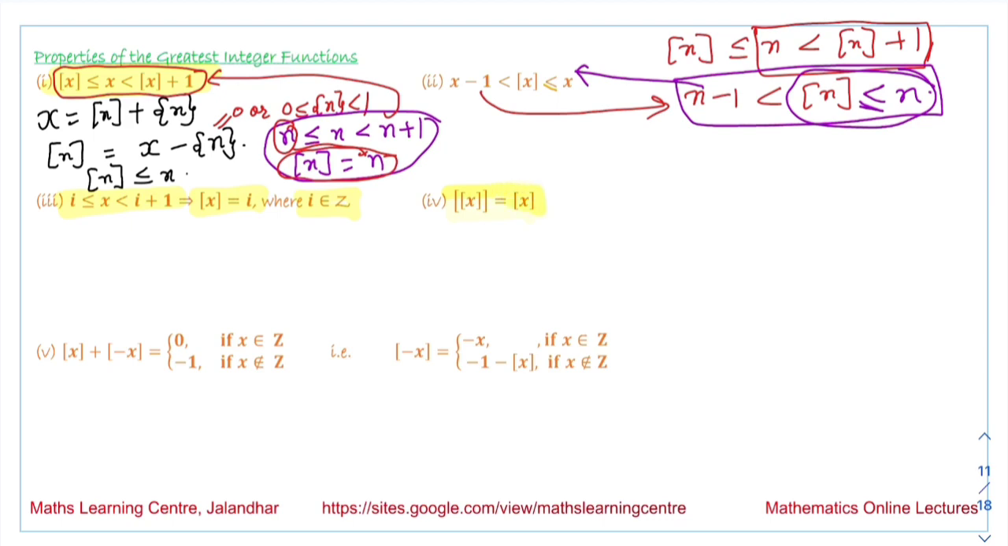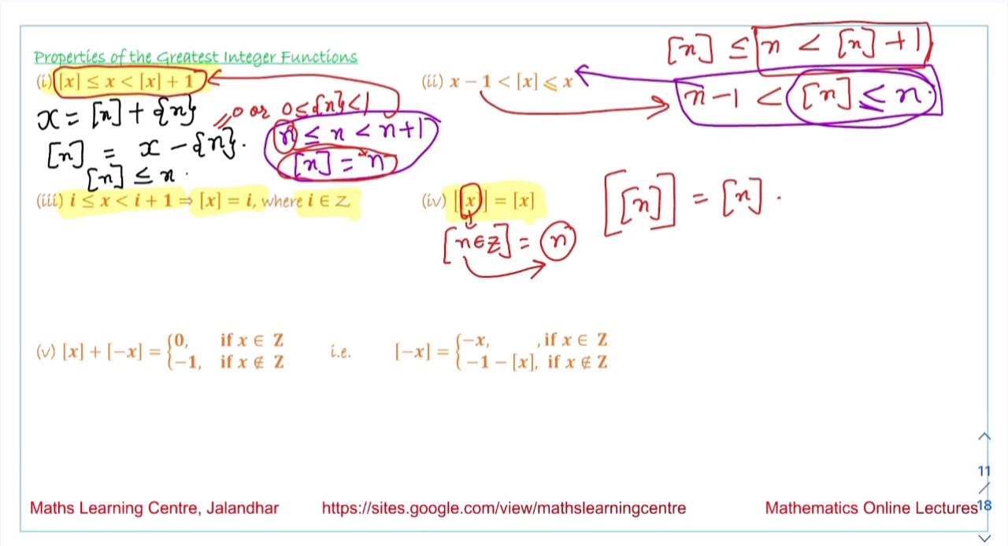Next we have greatest integer of greatest integer of x is equal to greatest integer of x. When we calculate greatest integer of x, this will be some number n belonging to Z, and the greatest integer of this will be equal to n, the integer we are talking about. So the greatest integer of greatest integer of x is equal to greatest integer of x.